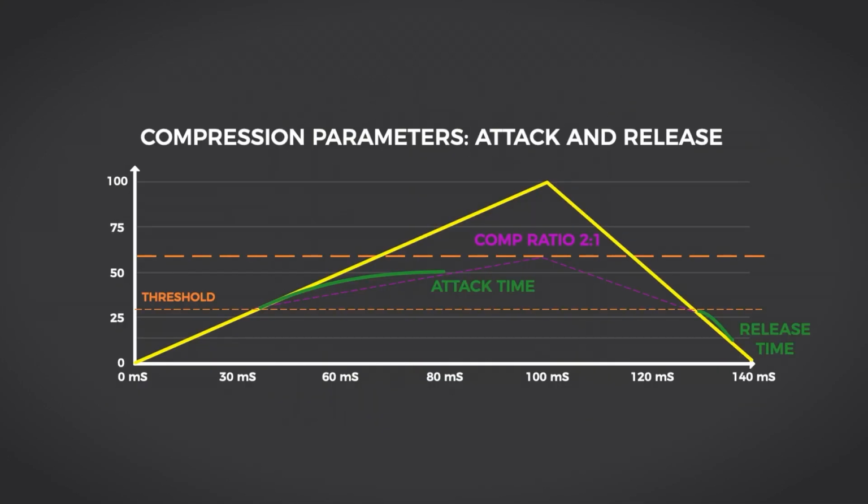Attack and release. These controls set the speed at which compression will occur. As signals get louder and pass through the threshold point, the attack time controls how quickly those signals will be attenuated. As signals reduce in volume and pass back through the threshold point as they get quieter, the release time controls how quickly they recover to their uncompressed state.